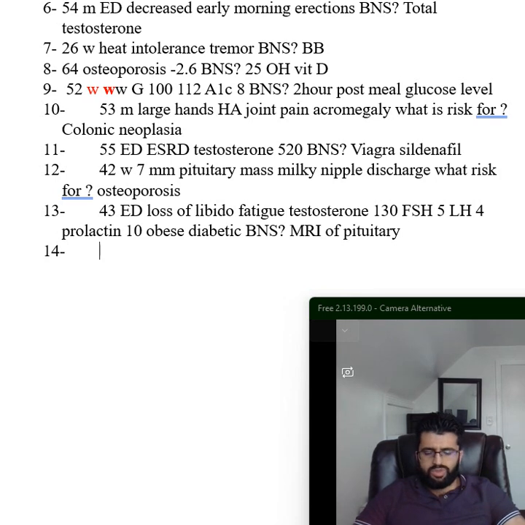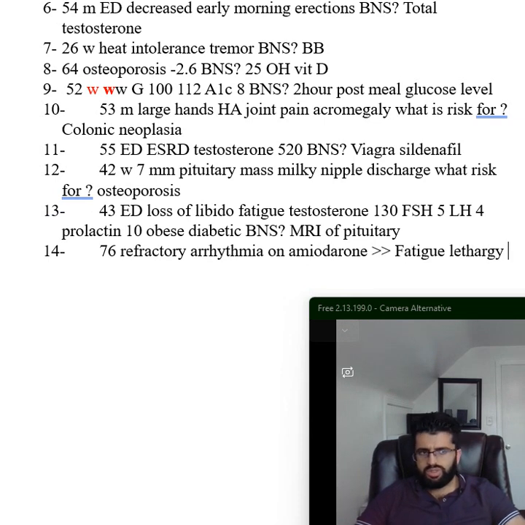Now this patient, they bring you a case. It's an interesting case, like a 76-year-old with a refractory arrhythmia on amiodarone, came in with fatigue, lethargy. So you're a smart doctor, so you know there is a possibility that amiodarone messed up with the thyroid. So what do you do? You do labs.